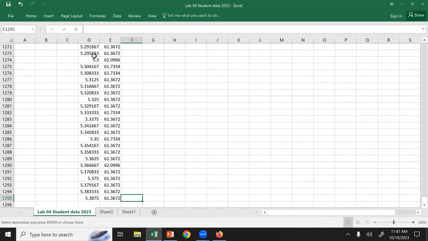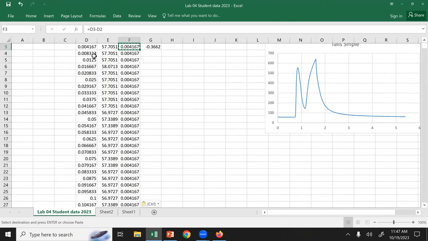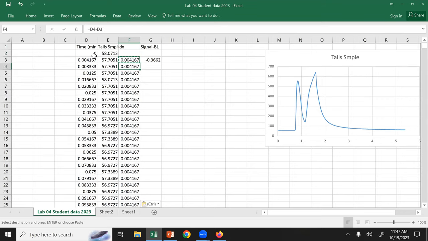Copy this formula, go down to the bottom, select the whole column, hit paste. There's our dx. And each one of these is just time for that data point minus the previous time. Makes sense, right? Final minus initial, or final up to that point minus the point right before it. This one, if we copy and paste it, it's going to get really weird with the height when we start getting actual signal, right? So we want our baseline amount to stay the same.